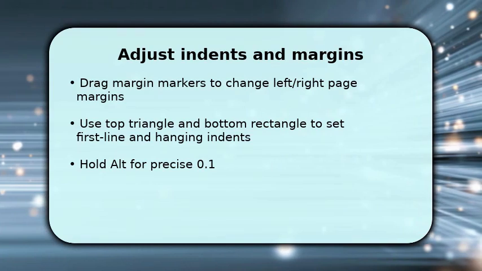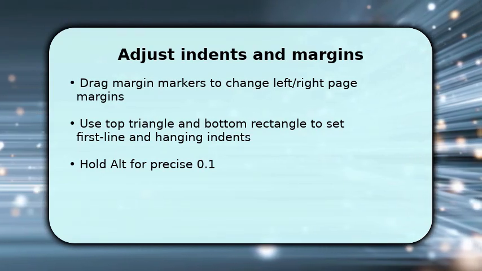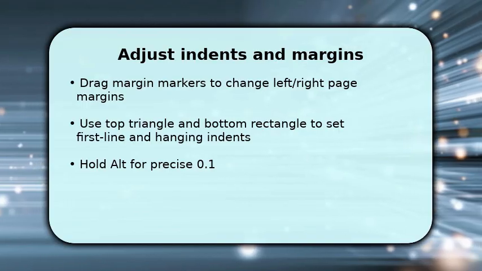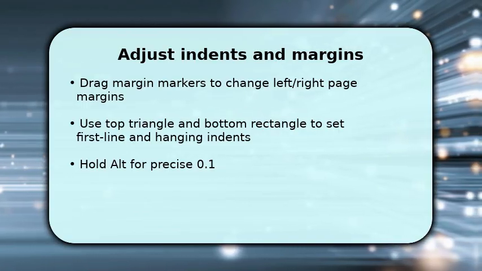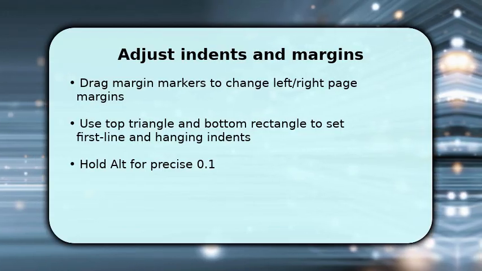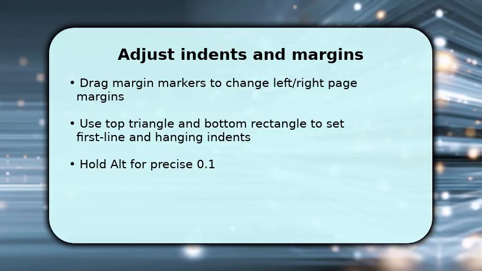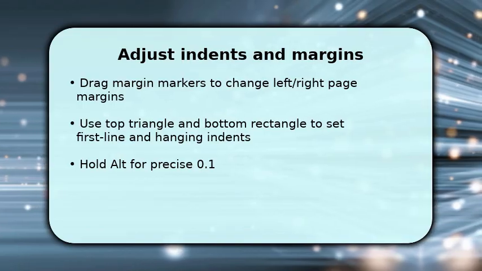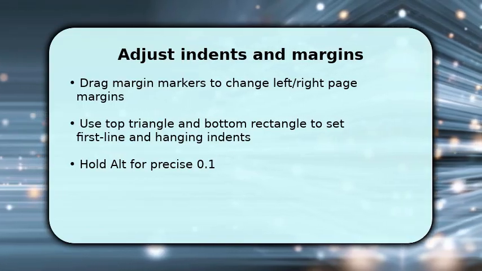You'll now manipulate the horizontal ruler to control paragraph layout. Click and drag the left and right margin markers to redefine page space, and use the small top triangle for first line indent and the bottom triangle for hanging indents. The rectangle moves the entire left indent.